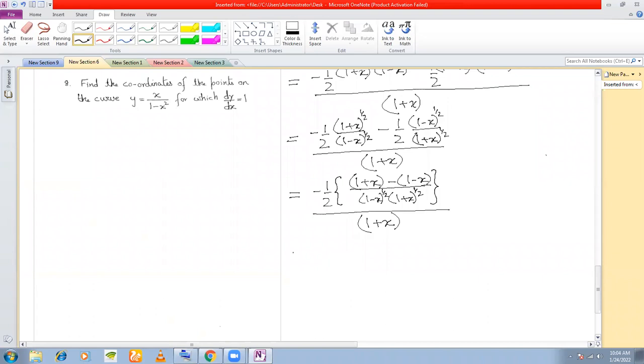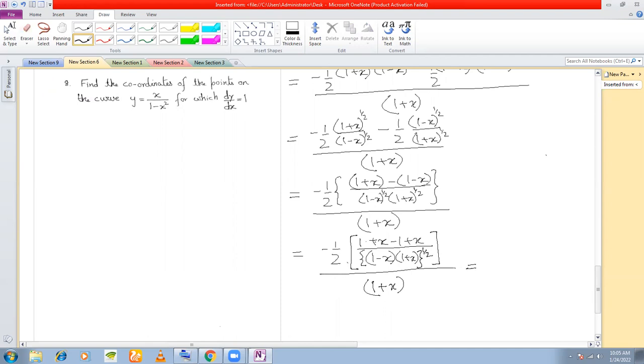Okay. So here I have minus half into 1 plus x. If you open the brackets, 1 plus x minus 1 plus x divided by, and the denominator, what do I have? I can combine and write this as 1 minus x into 1 plus x to the power of half. Let me give a box bracket here. You can write this as 1 plus x into 1 minus x to the power of half. And this entire thing should be divided by 1 plus x.